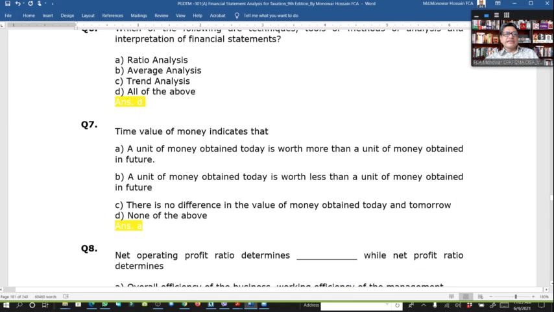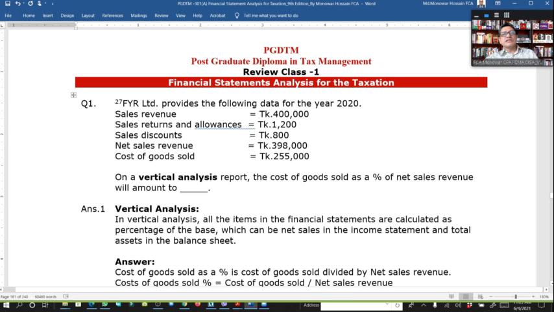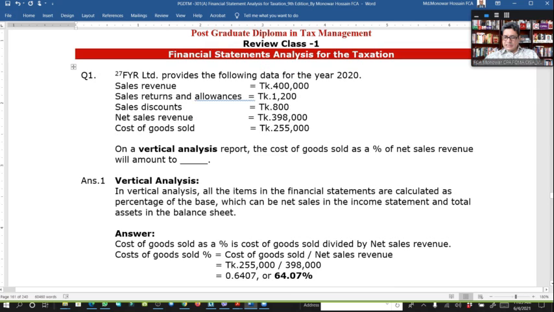So I think that within the pandemic, our exam would have a few objective type questions, more or less 50% of the questions would come from the objective type. So I think we'll take another class for this financial statement analysis. We'll take another class.